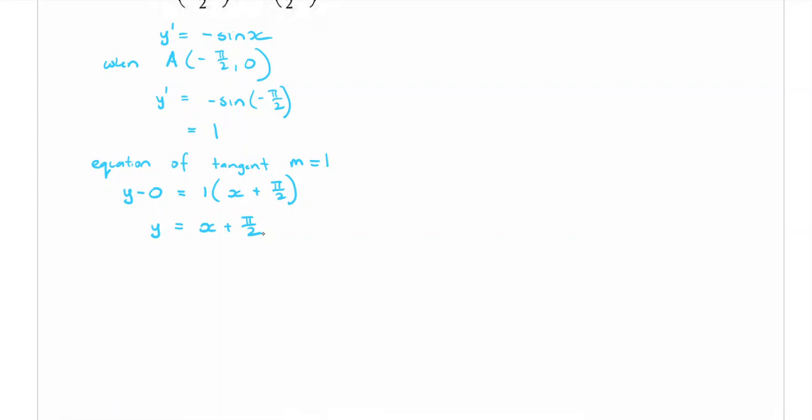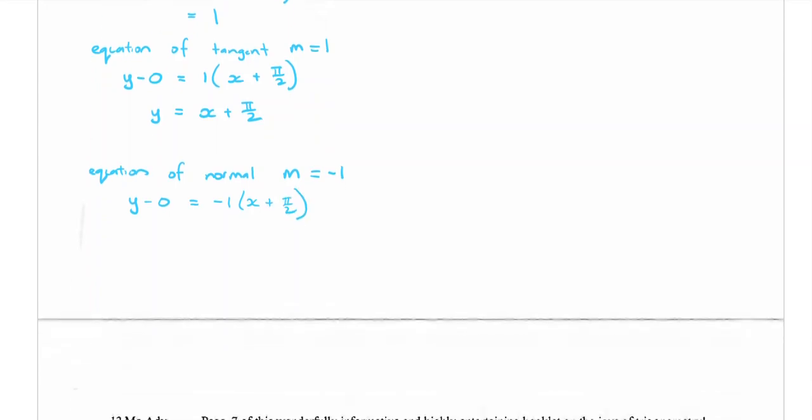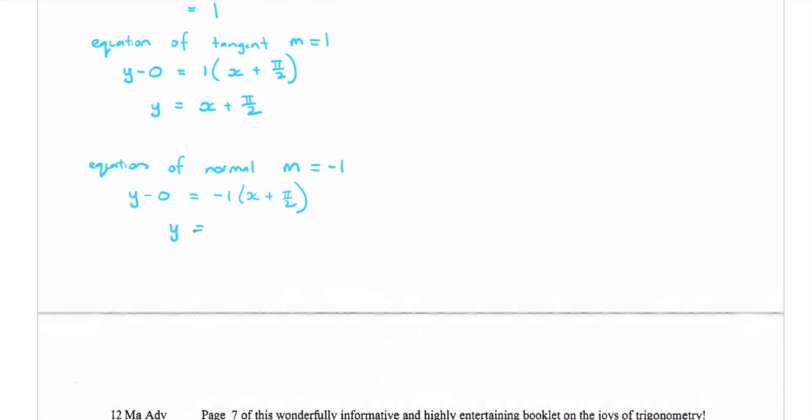Let's do the normal. Equation of normal. Okay, what's the gradient of my normal? -1, excellent. And using the same point, it will be y minus 0 equals -1, x plus pi on 2. So the only thing that's changed is the gradient. And again, that's just y on the left. And it'll be minus x minus pi on 2 when you expand the minus out. That was all right, wasn't it?